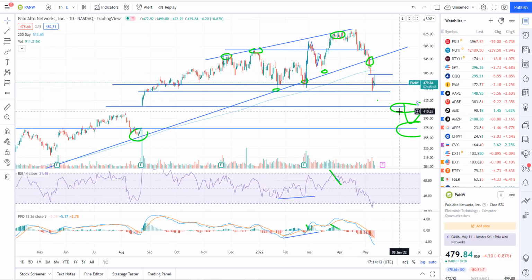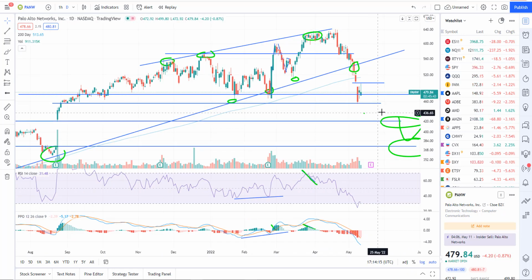We're looking for the next level of support on this. Minor support here at the lows, 456, so we'll have to watch that. Once you take that out, you don't have any support till you hit about 420.50.